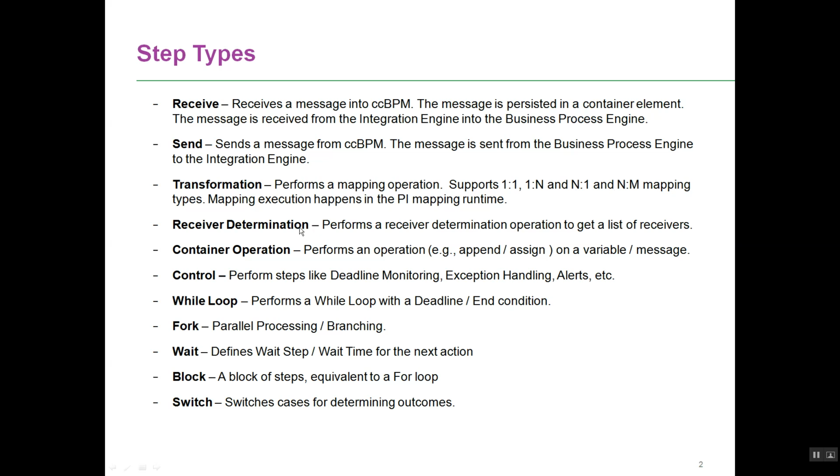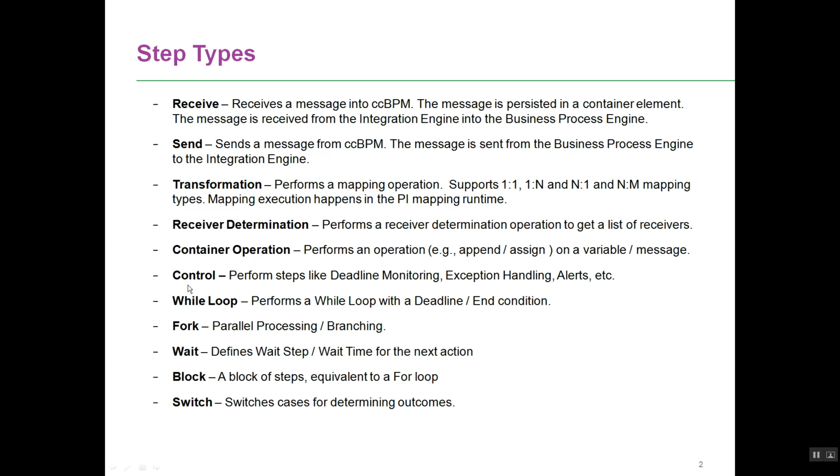Okay. Receiver determination, as we mentioned, is used to identify the list of receivers for a particular message. Container operation. Remember, all the messages that we deal with in receive, send, and transform steps are persisted within what we call containers. In ccBPM language, it is called a container. In other words, it is also called a variable, right? But in ccBPM language, we will be using containers. So whatever message these steps are dealing with, they get persisted within a container. A container operation is your ability to act upon that container and add a message, append a message, delete a message, and so on.